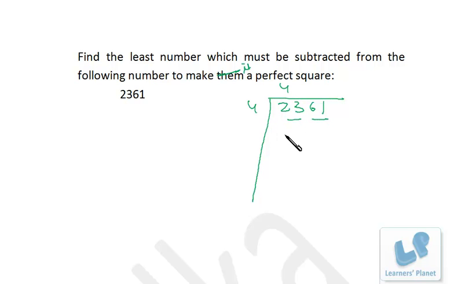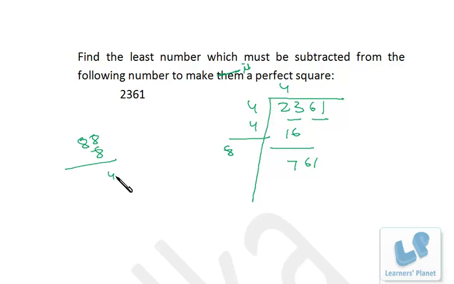4 4s are 16, 4 and 4, 8. 23 minus 16 is 7. Then you have to take 61. Now the next step is either 82 2s are, 83 3, 84 4, 85 5, 86 6, 87 7, 88 8. Let's try.